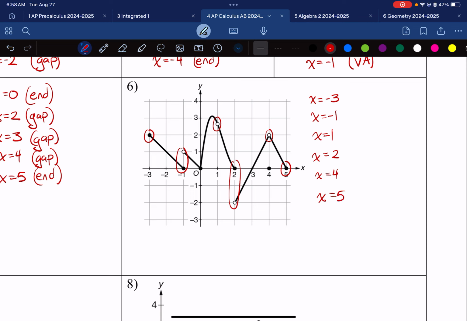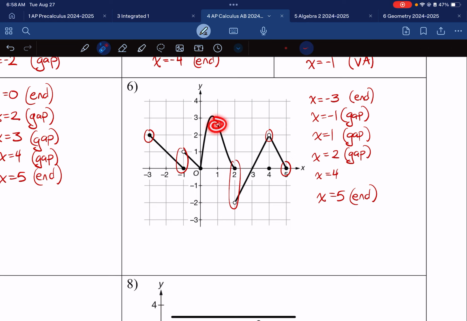Okay, let's identify the types here. So we have ends on each side. And then the first two are gap discontinuities. Gap discontinuity, another gap discontinuity, and finally, oh wait, one was not a gap. I see that was a hole. It's my bad. One should have been a hole. And 4 is also a hole. I thought to myself, there can't be that many gaps in a row.